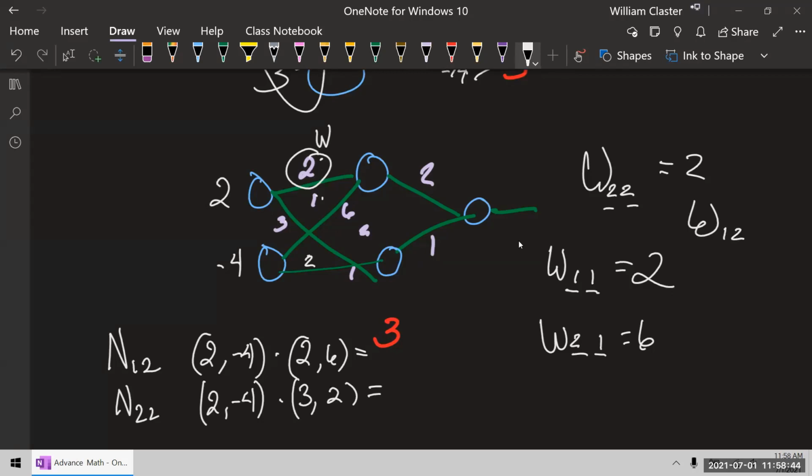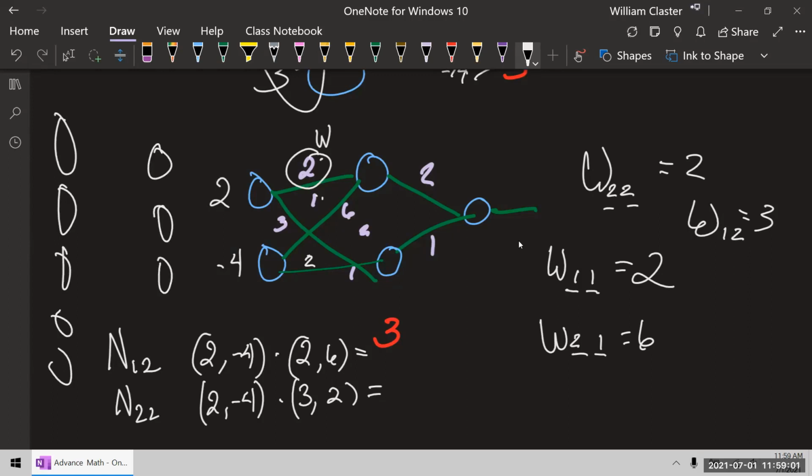W1, 2, right? Yes. So W12 is equal to 3. So now we have an intelligent way of labeling things. If we had a more complicated network like this, with nodes here, here, here, and here, we could have lots of weights, right?